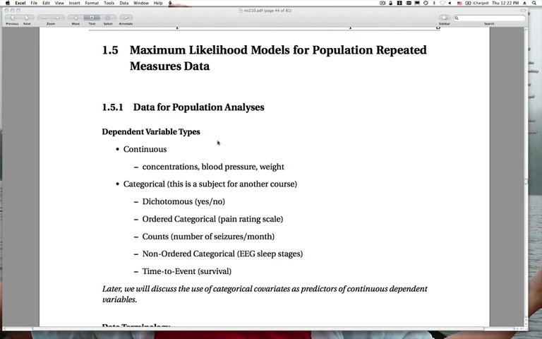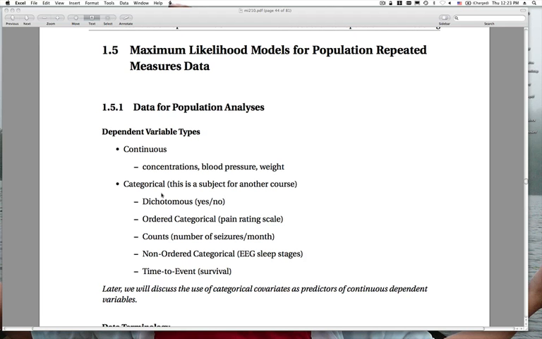Okay, let's move on to the new topic now. We've been talking about maximum likelihood methods for individual data, but now we're going to extend that to the population case. Before we get into the maximum likelihood objective function for population data, I wanted to describe a few terms that we're going to continue to use, and describe the types of data that we'd consider as dependent variables.